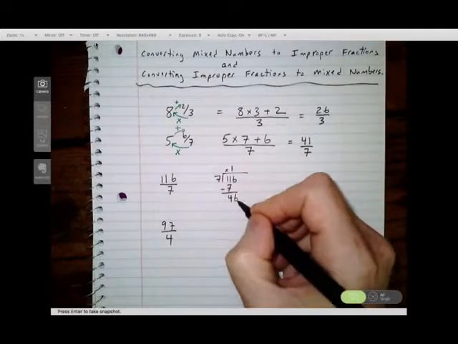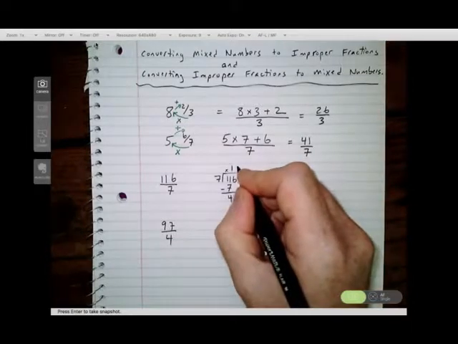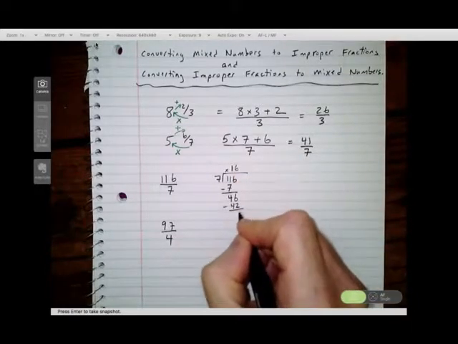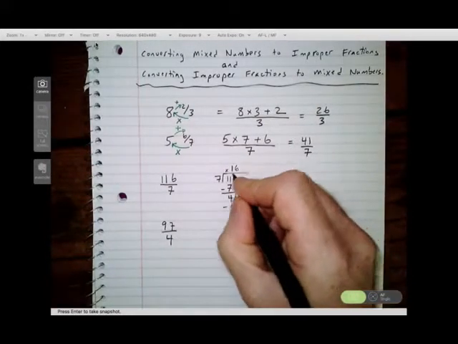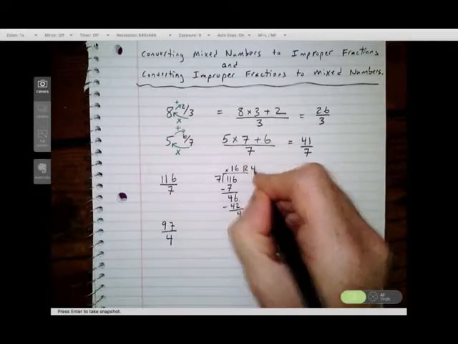Okay, how many 7s can you divide into 46 without going over? Well, that is 6 of them, because 6 times 7 is 42. Let's subtract that and get my remainder, which is 4. So this 116 divided by 7 is 16, remainder 4.